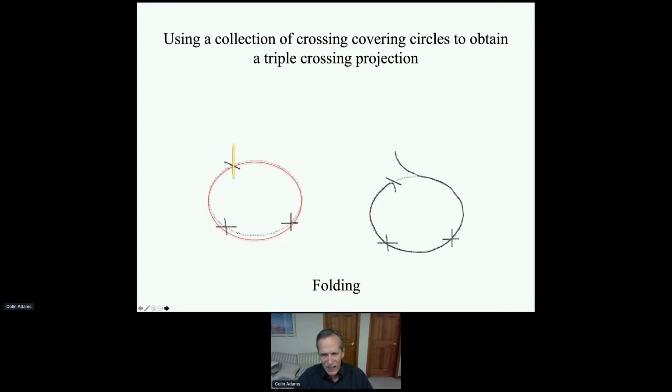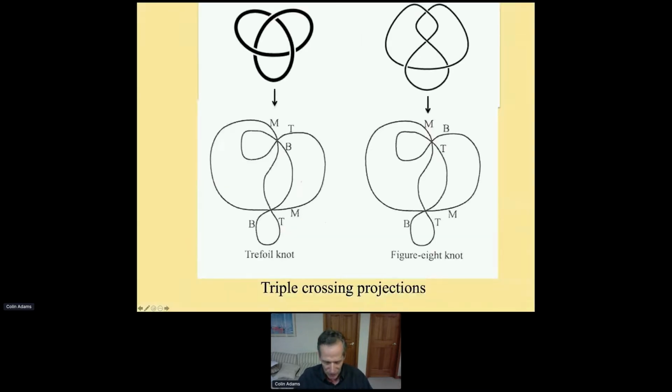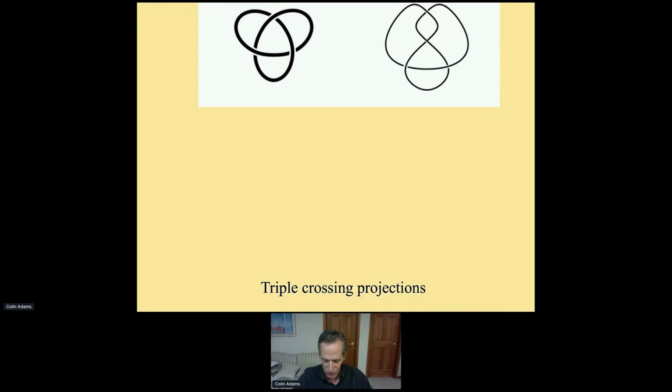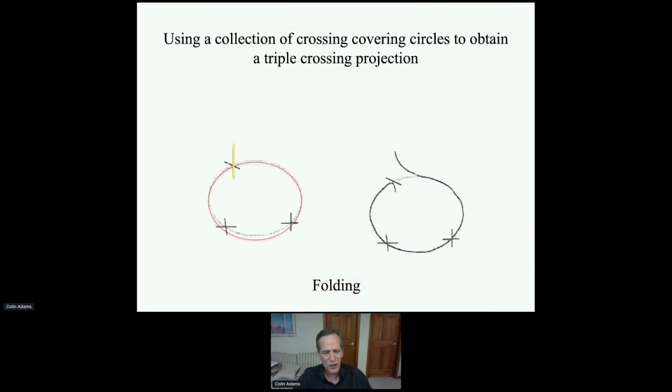Okay, so now I'd like to know whether or not every knot has a triple crossing projection, and I'm going to use this idea of a collection of crossing covering circles, which will allow me to obtain a triple crossing projection. So you see here on the left a projection where I have three crossings, and I have a circle that passes through all three crossings and bisects each of those crossings. And that's going to be a crossing covering circle, and it doesn't touch the knot anywhere else.